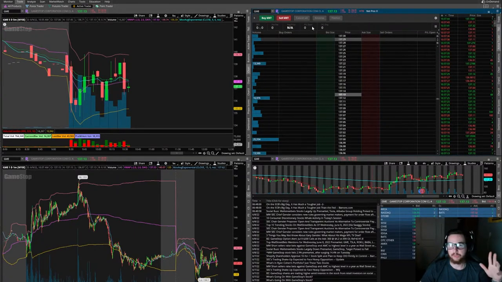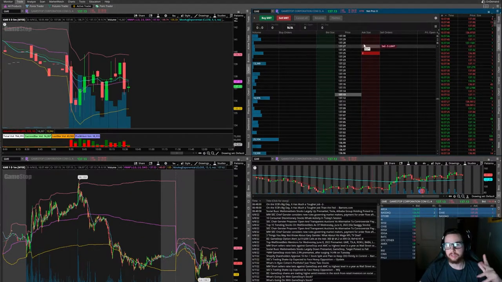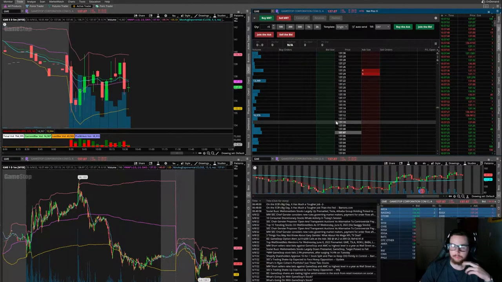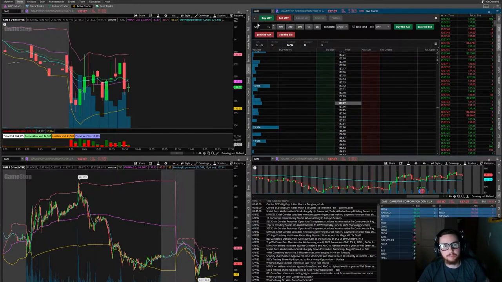You can even take that away if all you do is buy and sell market and want to take up a little less of your screen. But I love the ladder. I use the ladder probably 95% of the time I'm trading. So I'll have this up. You can change your quantities.